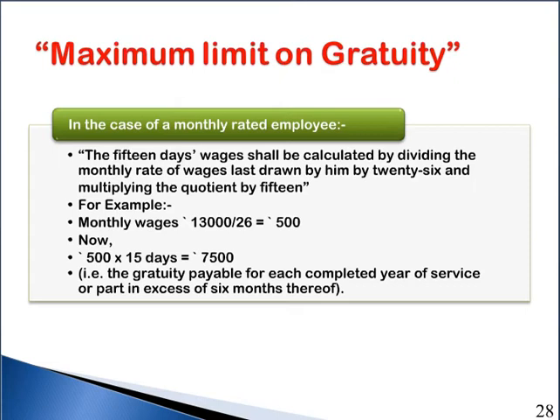An example is illustrated. For example, if the monthly wages of the employee is 13,000, dividing the same by 26, the result is 500. Now this 500 is multiplied by 15. The result is 7,500. This amount is the gratuity payable for each completed year of service or part in excess of 6 months thereof.